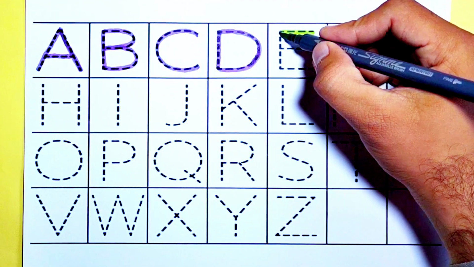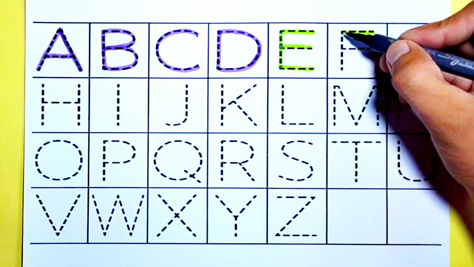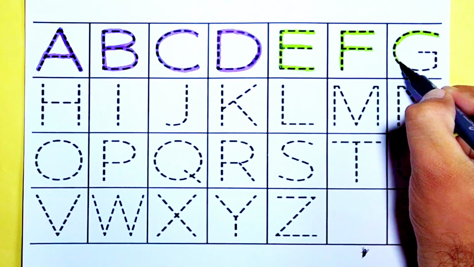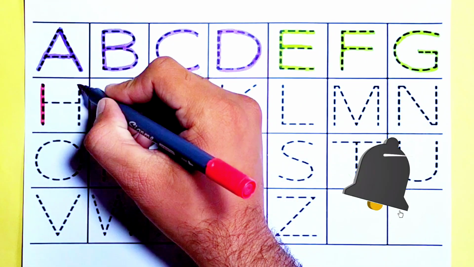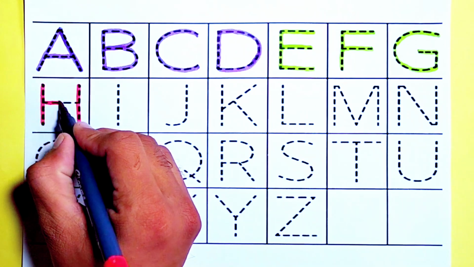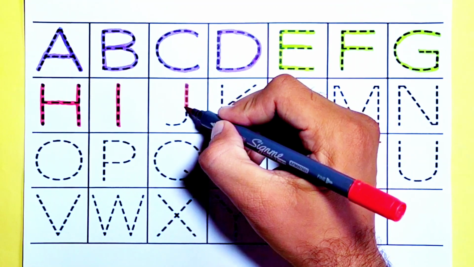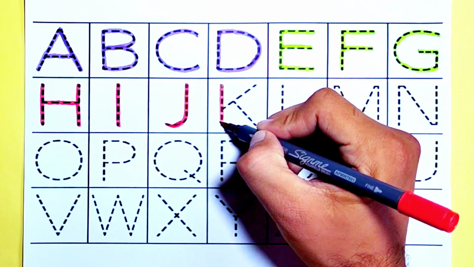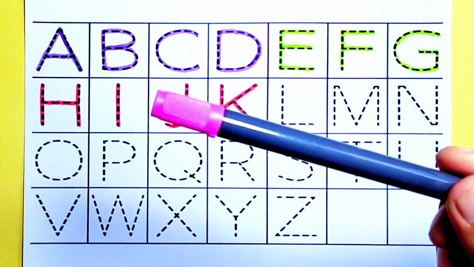E for egg. F for fan. G for gun. Red color. H for hen. I for ink. J for jug. K for king. Dark pink color.